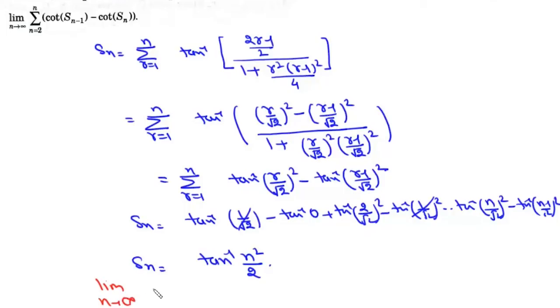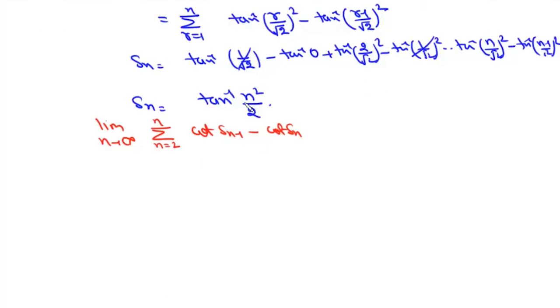N tends to infinity. This summation, n varies from 2 to n, cot Sn minus 1 minus cot Sn. Tan inverse n square by 2 is cot inverse 2 by n. So we can write this as limit n tends to infinity, and then this summation n varies from 2 to n, and here it will be 2 upon n minus 1 square, and this one is going to be 2 upon n square.